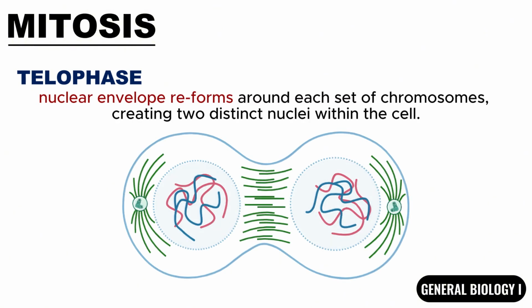The final stage of mitosis is telophase. In this stage, the separated chromosomes reach the opposite poles of the cell. The nuclear envelope reforms around each set of chromosomes, creating two distinct nuclei within the cell. The chromosomes begin to decondense back into chromatin, signaling the end of mitosis.